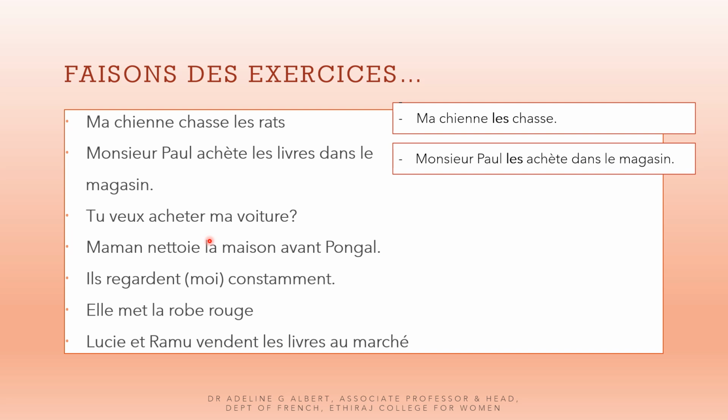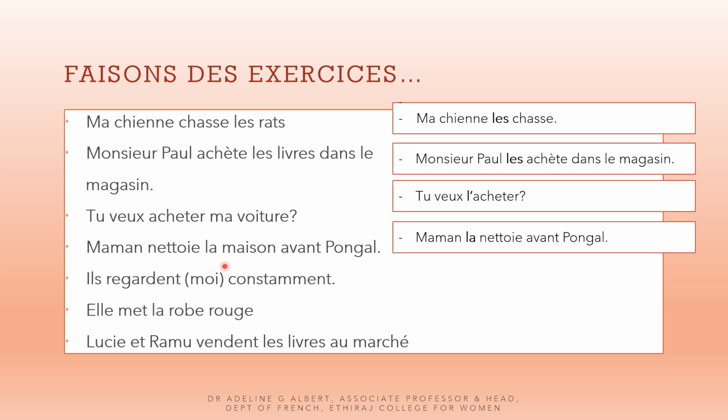Alright? Tu veux acheter ma voiture? Two verbs. Do you want to buy my car? Yes, I want to buy it. It, referring to the car. Car is feminine, so it is LA now. Je veux, tu veux l'acheter? Do you want to buy it? L apostrophe, LA becomes L apostrophe. Maman nettoie la maison avant Pongal. She cleans the house before Pongal. She cleans it. It. La. Maman la nettoie. She's cleaning it before Pongal.